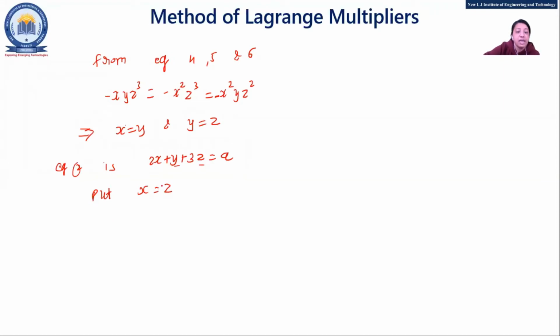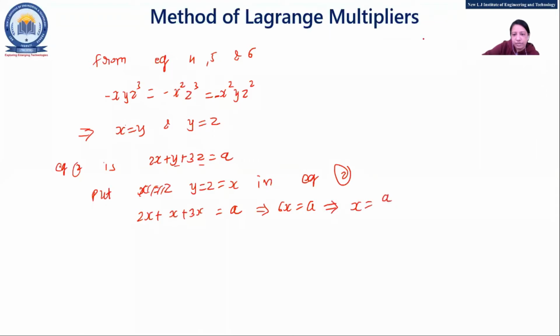So put y equal to z equal to x in equation 2. I'll have 2x plus x plus 3x equal to a. And this will be 6x, right? 6x equal to a. So you can say that x equals a by 6.